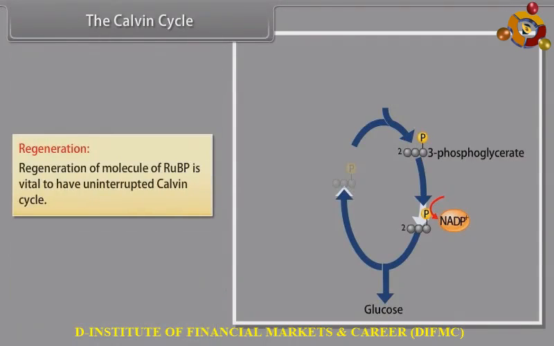Regeneration. Regeneration of the molecule of RuBP is vital to have an uninterrupted Calvin cycle.